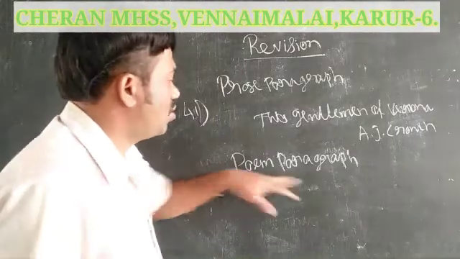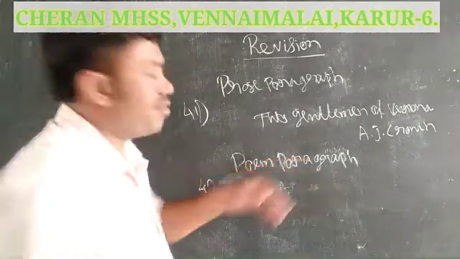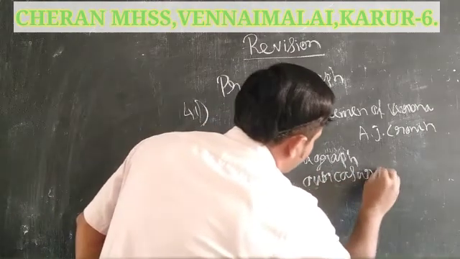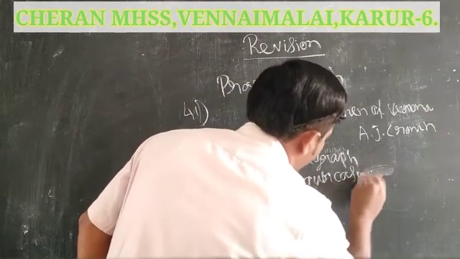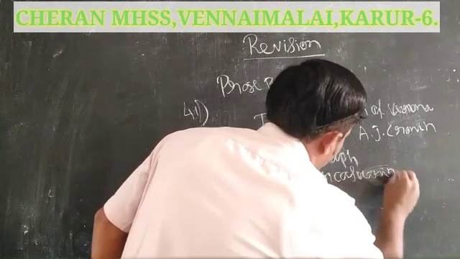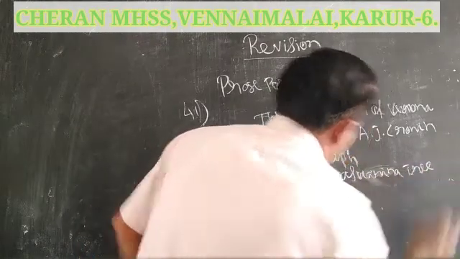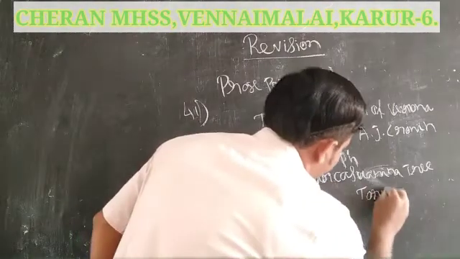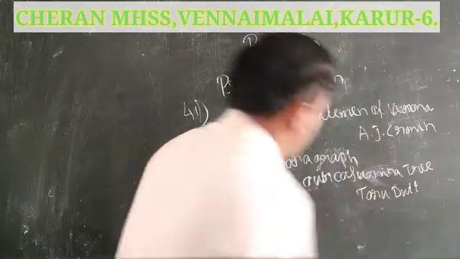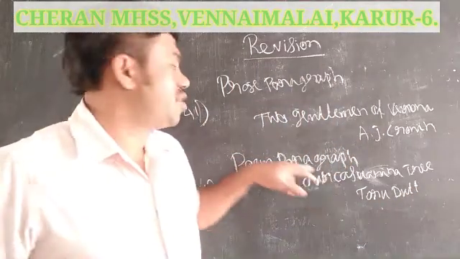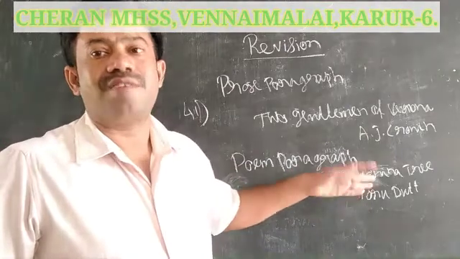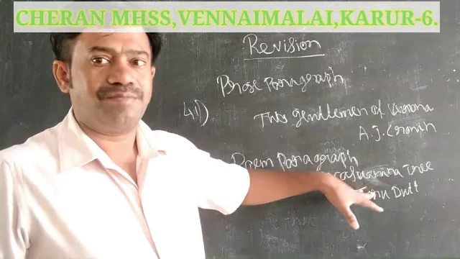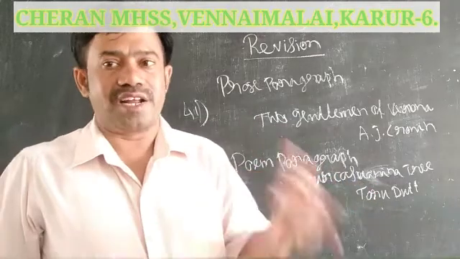Then if it is a poem from Our Casualty, you have to write the name of the poem, Our Casualty, written by Toru Dutt. Like that you have to write. Suppose you choose a poem paragraph from All the World's a Stage. You have to write All the World's a Stage, written by William Shakespeare. Like that.